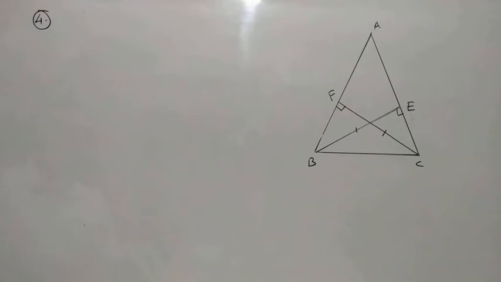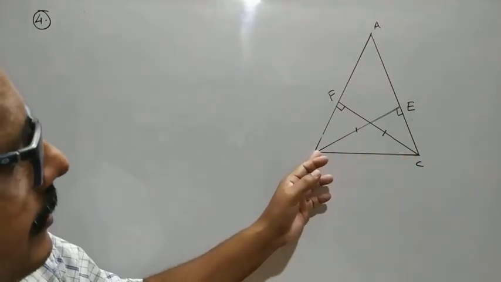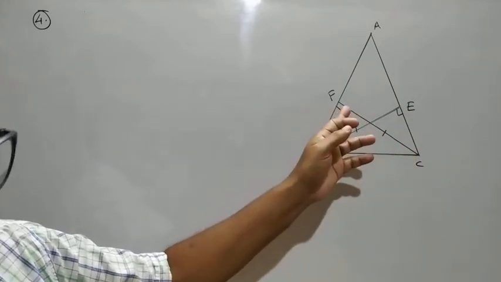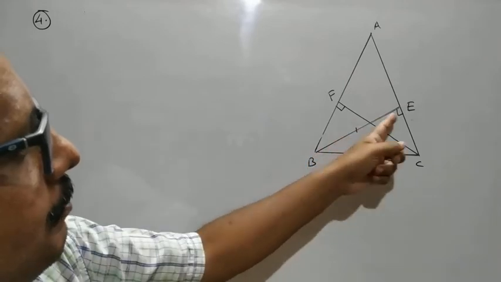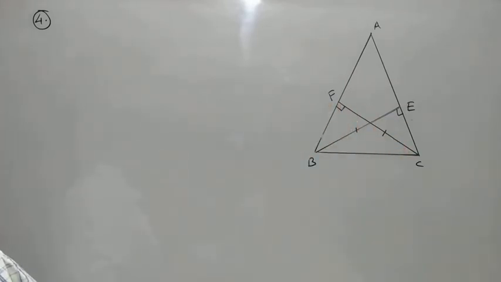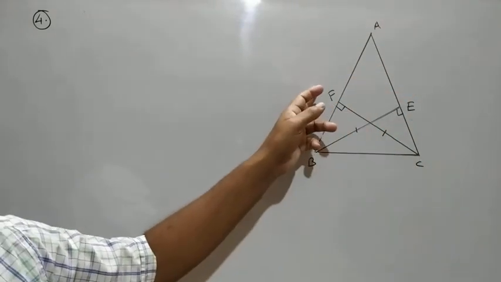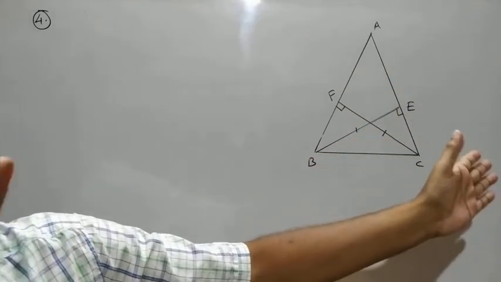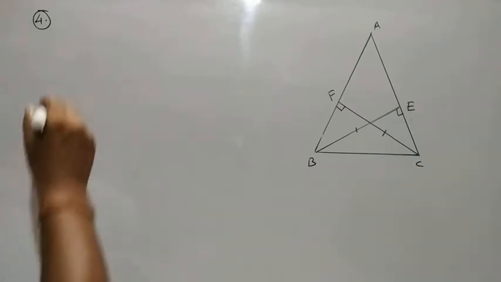Okay, next, question 4 is here. ABC is a triangle in which BE and CF are the altitudes on AC and AB respectively, such that BE equal to CF. Then we have to prove that triangle ABE and triangle ACF are congruent, and then AB equal to AC, that is triangle ABC is an isosceles triangle. We have to prove this. So let us see the solution in the diagram.